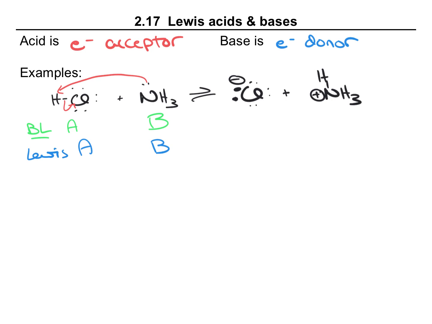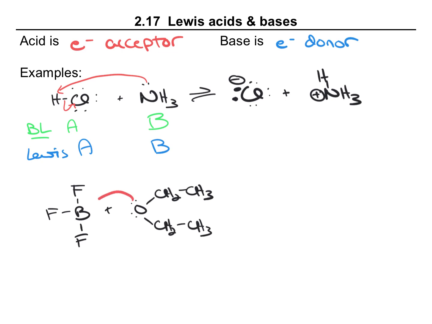So why do we bother with the Lewis definition? Well, the Lewis definition goes further. We could, for example, look at a compound called BF3, boron trifluoride. This can react with diethyl ether, and the oxygen can share its electrons with the boron. So this would be a Lewis base because it is an electron donor. This is a Lewis acid because it is an electron acceptor.